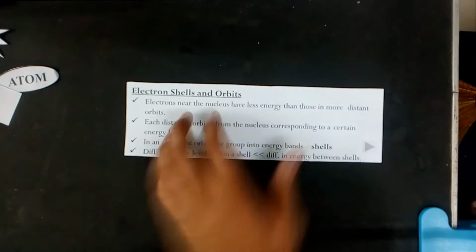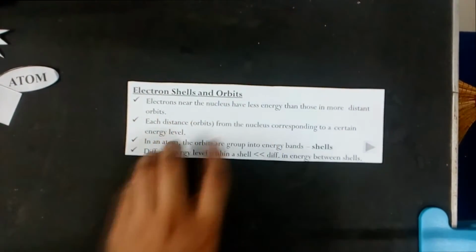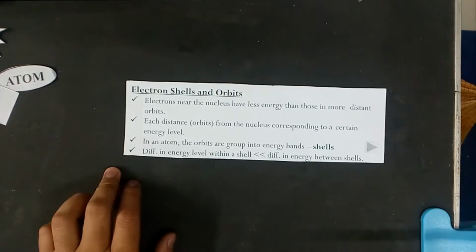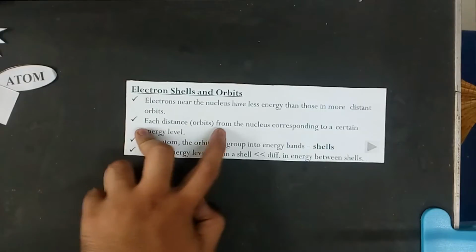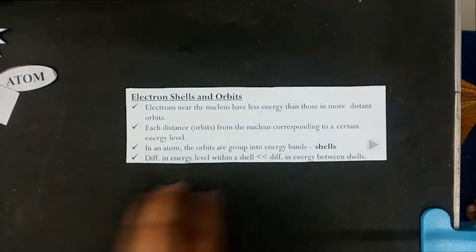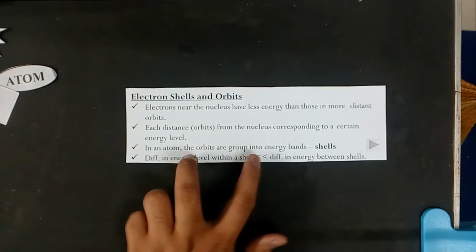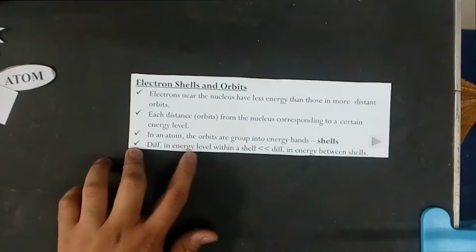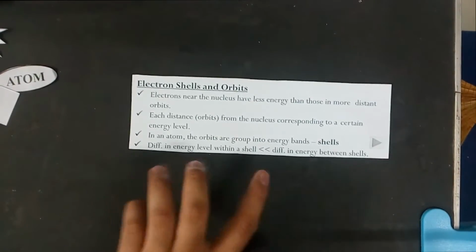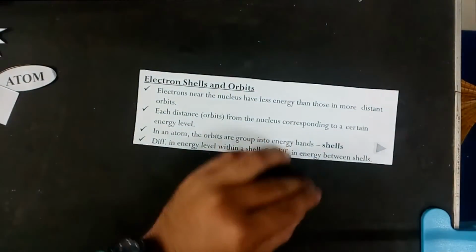The next one is electron shells and orbit. Electrons near the nucleus have less energy than those in a more distant orbit. Energy distance, also known as orbit, from the nucleus corresponds to a certain energy level. In an atom, the orbits are grouped into energy bands, which are called shells. The difference in energy level within a shell is smaller than the difference in energy level between shells.